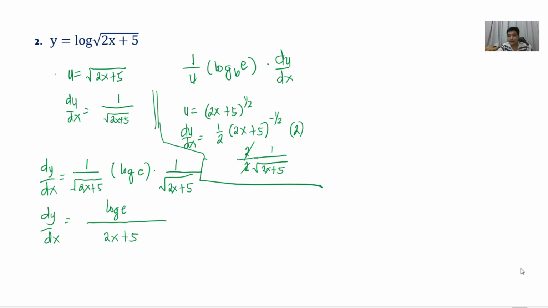Ay, wait lang. I need to charge, the battery saver's on. Nagre-remind na siya.